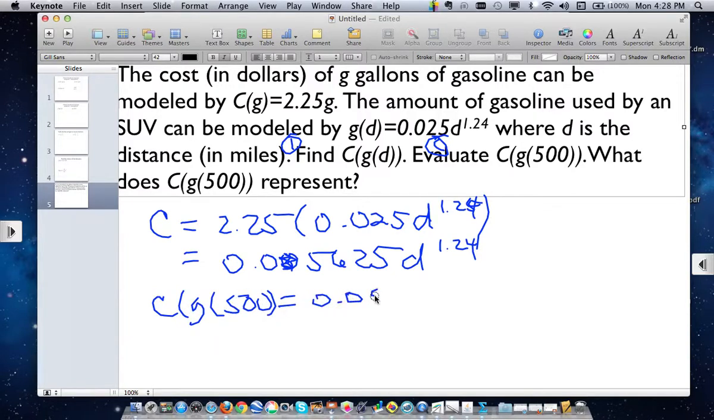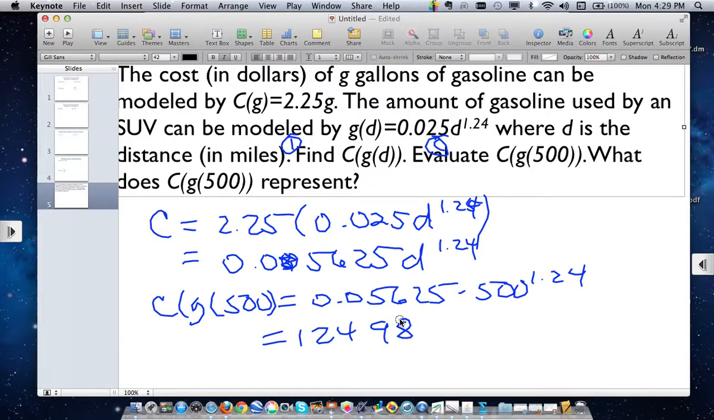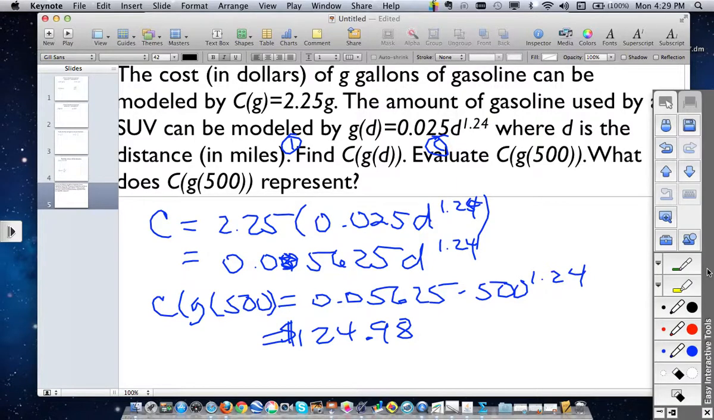So 0.05625 times 500 to the 1.24. So 500 raised to 1.24 times 0.05625 gives you 124.981. That's US money, so all we care about is 124.98. And then C of G of 500, what does that represent? It represents the cost in dollars to drive 500 miles.